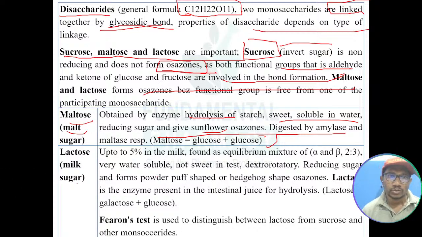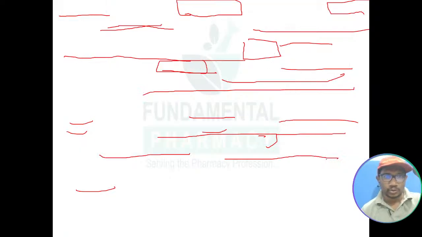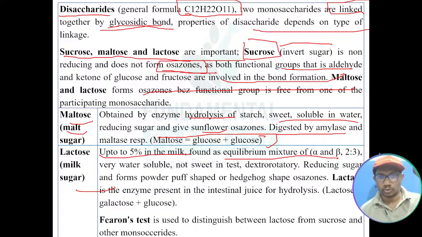Now what is lactose? It is a milk sugar. Lactose is known as milk sugar, found up to 5% in milk, as an equilibrium mixture of alpha and beta forms. Alpha D lactose and beta D lactose are in a ratio of 2:3. It is very water soluble and not sweet in taste. It is dextrorotatory, also a reducing sugar, and forms powder puff shaped or hedgehog shaped osazones.